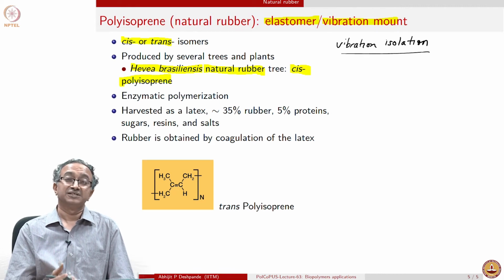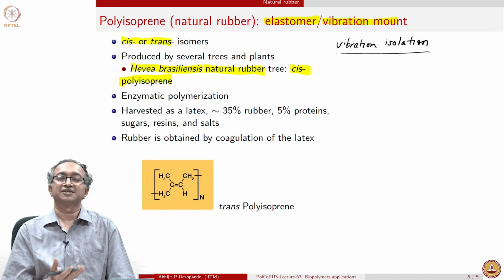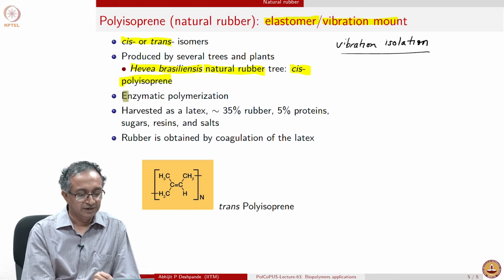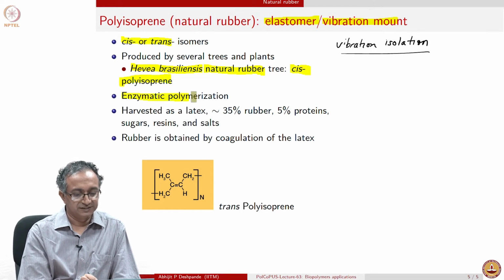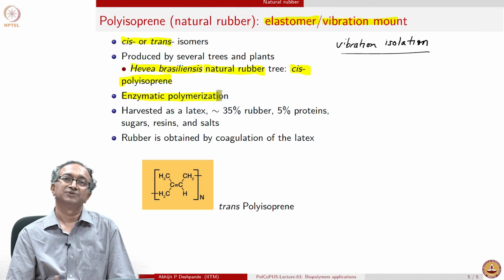What natural rubber is able to do is to absorb all the mechanical energy, and therefore, it does not transmit the vibrations. So, mechanical energy is nothing but vibrations, it absorbs all those vibrations and does not transmit the mechanical energy. Natural rubber is produced by trees using enzymes. So, proteins are used in catalysis. So, therefore, we call it enzymatic polymerization.